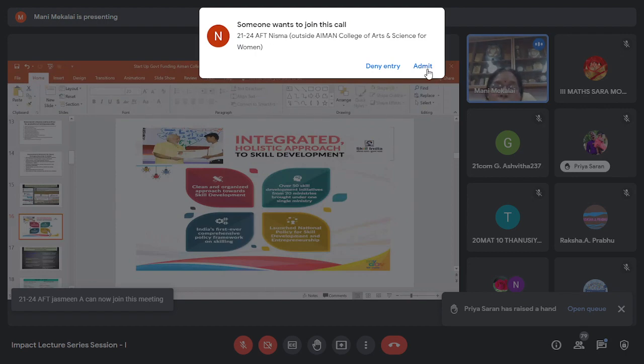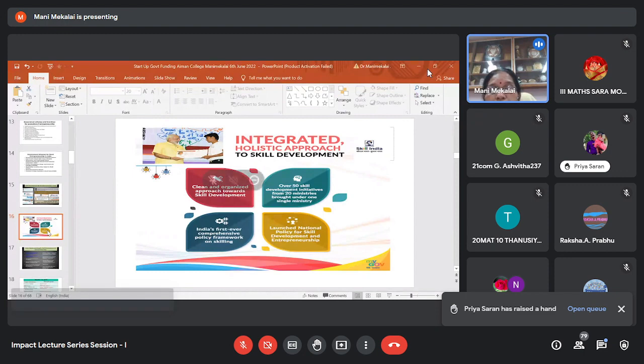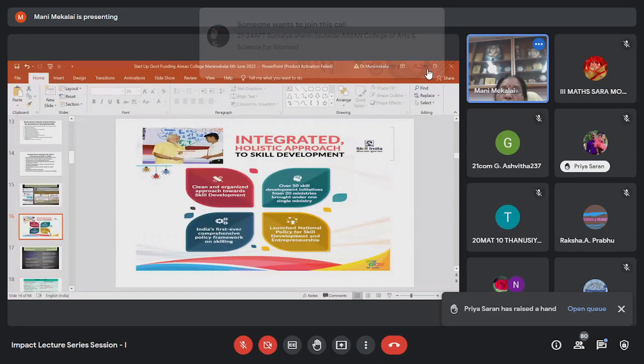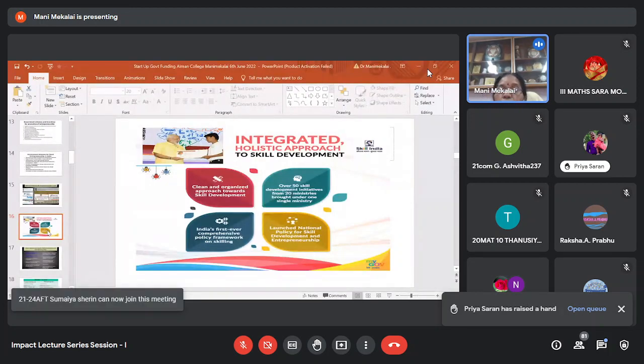So a clean and organized approach towards skill development. India's first ever comprehensive policy framework on skilling. Over 50 skill development initiatives from 20 ministries. So all 20 ministries come together to offer skill development. That is what we have been calling convergence. It's not that everything is concentrated on one ministry while another ministry is completely lacking hands to offer training. So there will be no such gaps, and the government has committed to it. And a large national policy for skill development and entrepreneurship. So there is a policy also, okay.